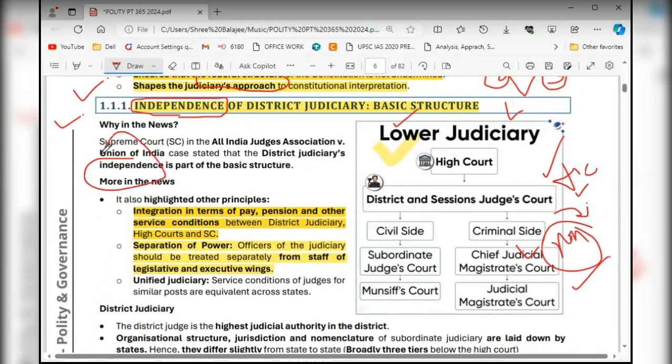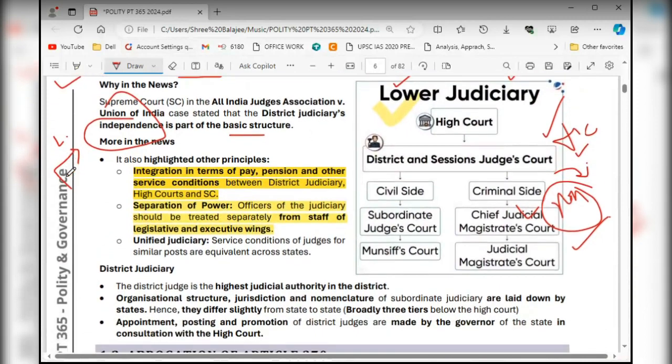Now, independence is a basic structure. Why so? Because if it is not a basic structure, how would the judiciary act independently? So that is why we have independence as a basic structure. Now, since I have told you about the salary, they are talking about the pay, then pension. And then between the district judiciary, High Court and the SC.